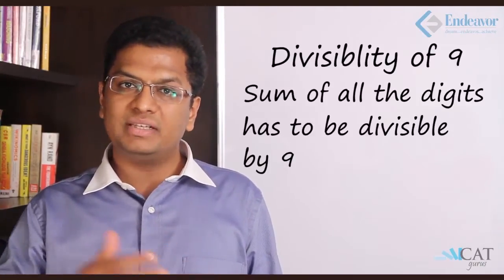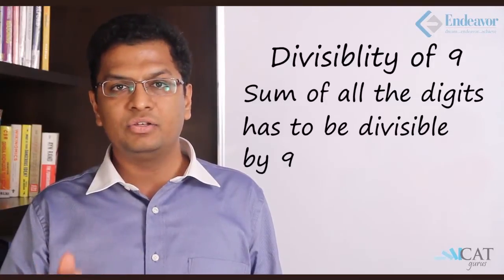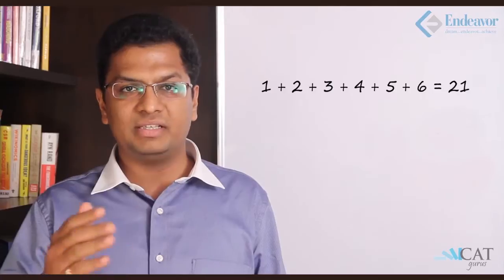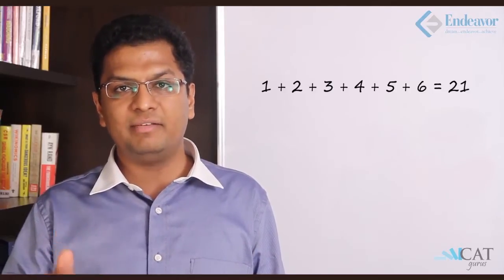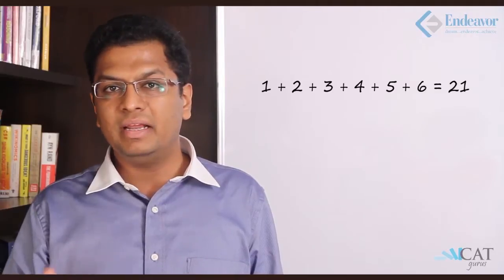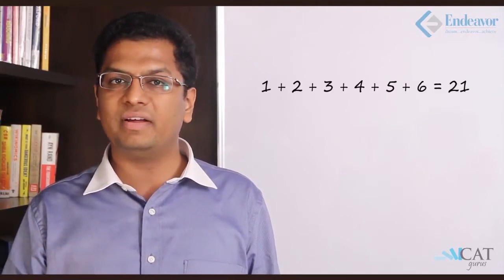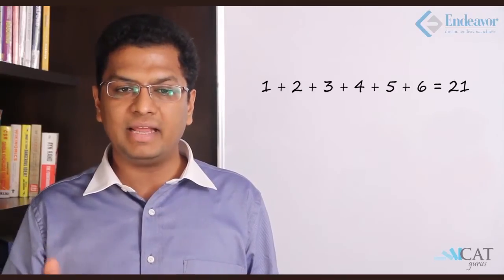What about 9? Now 9 also follows the same rule. So the sum of all the digits has to be divisible by 9 if a number has to be divisible by 9. So let's take a number 1, 2, 3, 4, 5, 6. If we add up, it will be 1 plus 2 plus 3, which is 6, 4 plus 5 plus 6, which is 15. So 6 plus 15 is 21. It is divisible by 3, but not by 9. So 123456 is not divisible by 9.